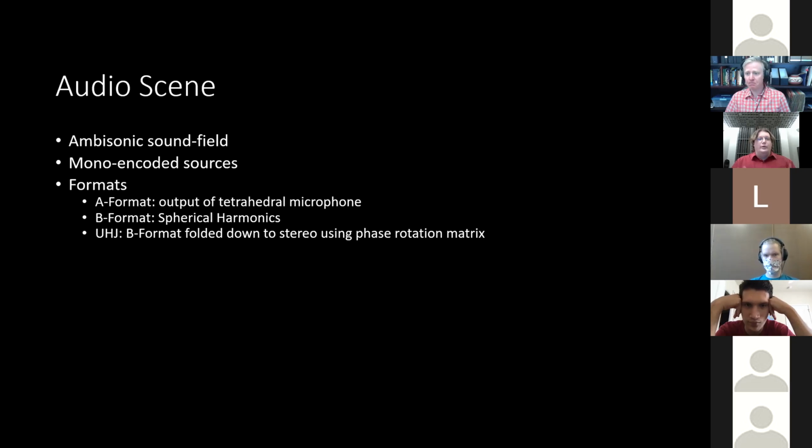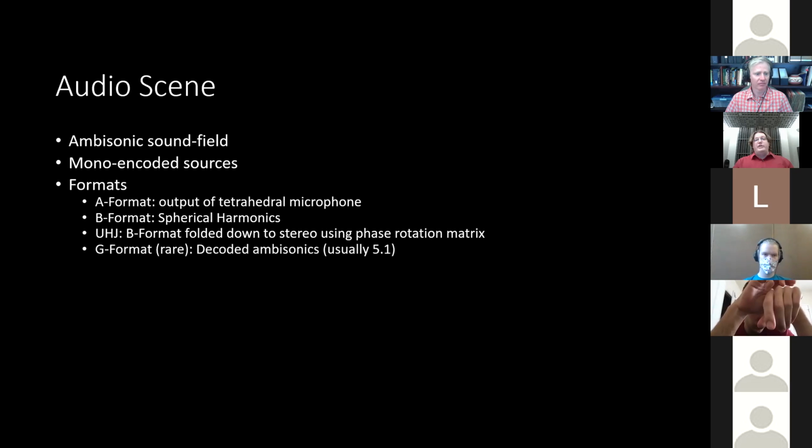And so the last one that you'll occasionally see, it's really rare, is what's called G format, and that's just decoded ambisonics. That means somebody has taken the ambisonic sound field and has projected it to some speaker arrangement, usually 5.1, sometimes quad if it's older. Occasionally you'll see the term G format around. It's rare, but it exists.